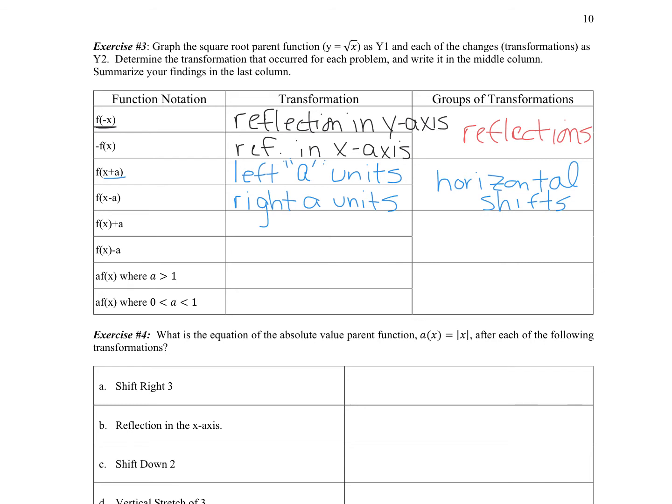F of x plus a and f of x minus a, it sounds almost the same as the other ones when I say it, but if that a is outside of the parentheses, those are our vertical shifts. So plus a moves it up a units. Remember, these work as expected, the changes to the y's. And this one is down a units. So those are our vertical shifts.